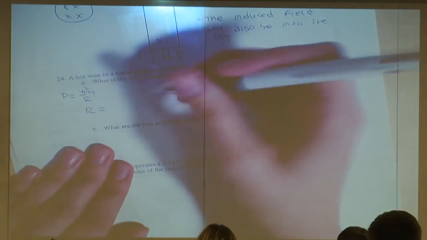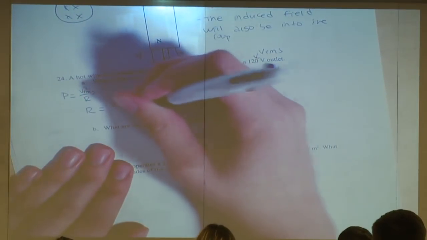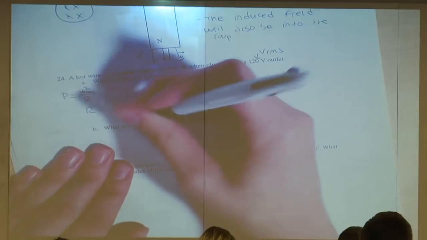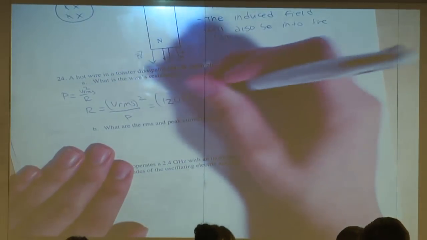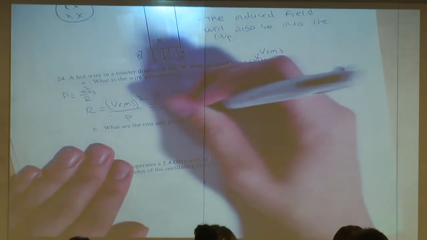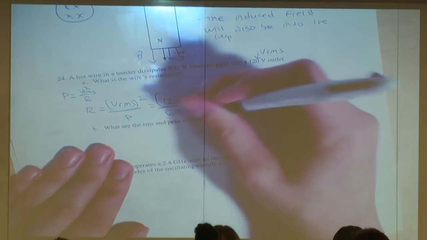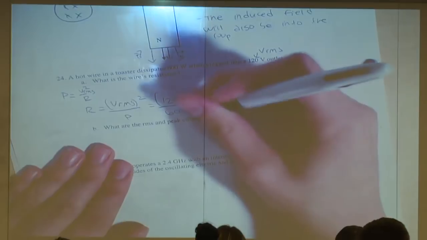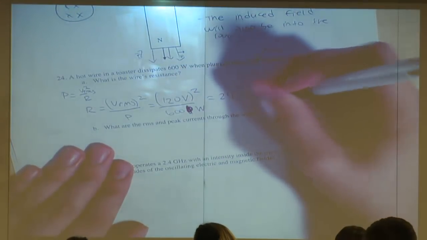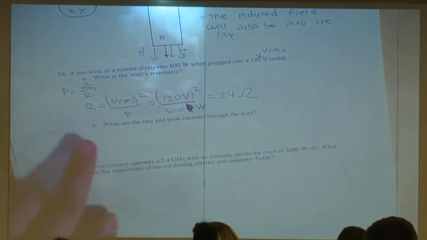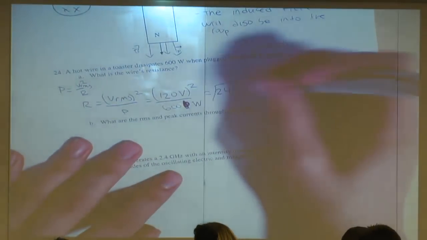R equals VRMS squared over P, and that's going to be 120 volts squared over 600 watts. That should be 24 ohms. So that's kind of just a plug and chug type of thing.